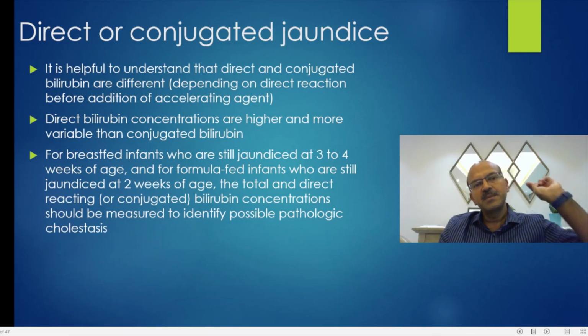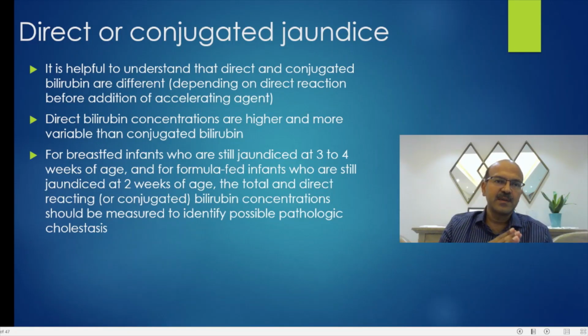There is a distinction between direct and conjugated jaundice. So many of us are aware of the word direct hyperbilirubinemia and conjugated, but it actually makes a difference in the lab. Conjugated jaundice is actual conjugated bilirubin from the liver conjugation process. Direct bilirubin is only the measure of the bilirubin component, which reacts even before we add the accelerating agent. So that is a lab technique related.